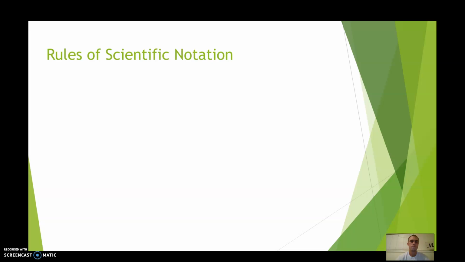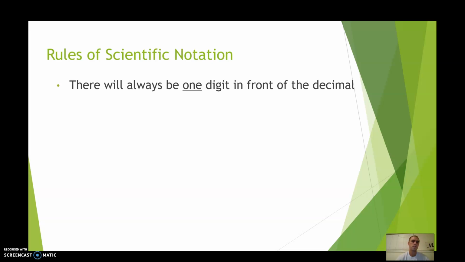Here are some rules for scientific notation. When you write a number in scientific notation, there always has to be 1 digit in front of the decimal. That's a rule. That's how it has to be. If it's not written that way, it's not written in scientific notation. It may still be a legit number, but it's not written in scientific notation.